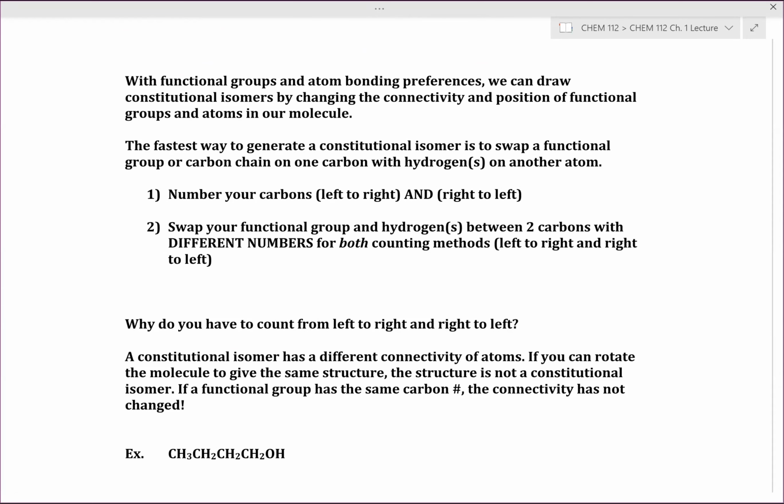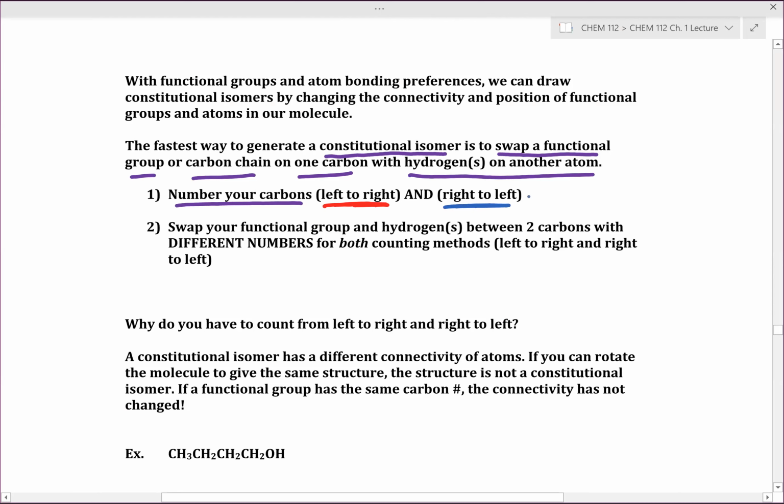But there's one thing that you need to check when you're drawing constitutional isomers. And what I want you to do is to number your carbons. And I like to use two different colors for this. In the first case, I'm going to number them from left to right. In the second case, I'm going to number them from right to left. This is our check to make sure we have not just rotated our molecule. And you'll see how this works in a moment. So you're going to swap your functional group and your hydrogens between two carbons with different numbers for both counting methods. We'll show how this works in a moment.